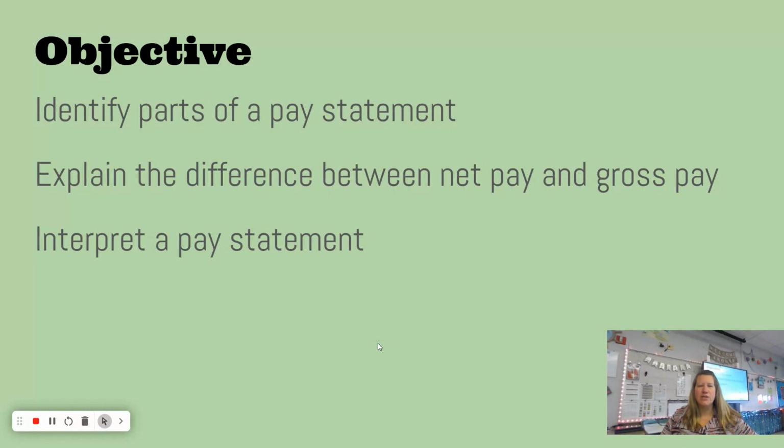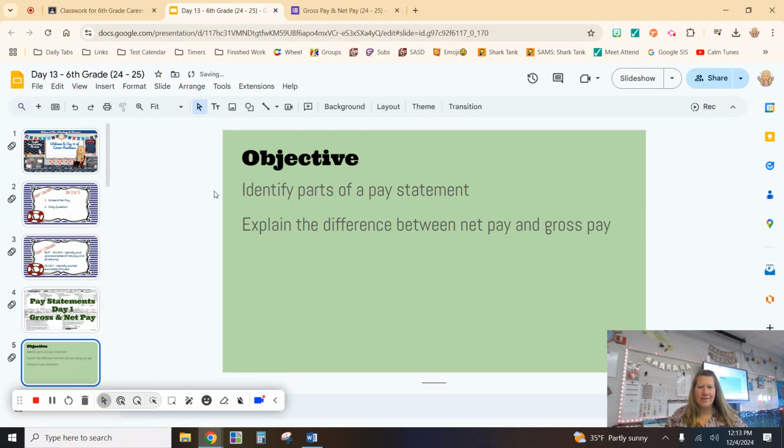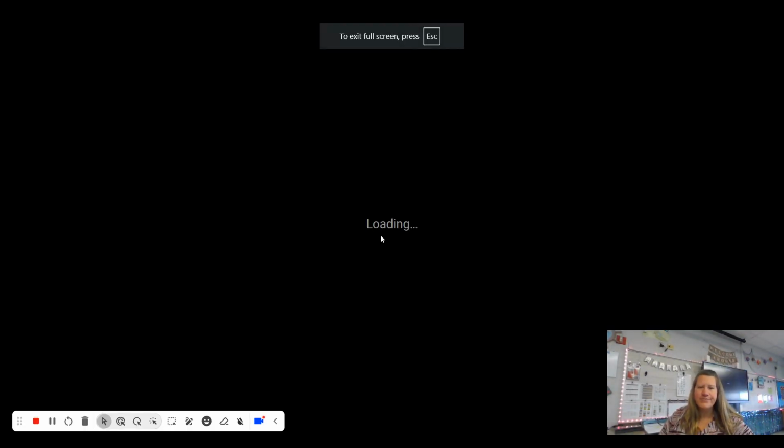All right, so what we're going to do today is identify parts of a pay statement and explain the difference between net pay and gross pay. And really, it's going to be more the following day that you're going to interpret the pay statement. So I'm actually just going to go ahead and take that off of there.